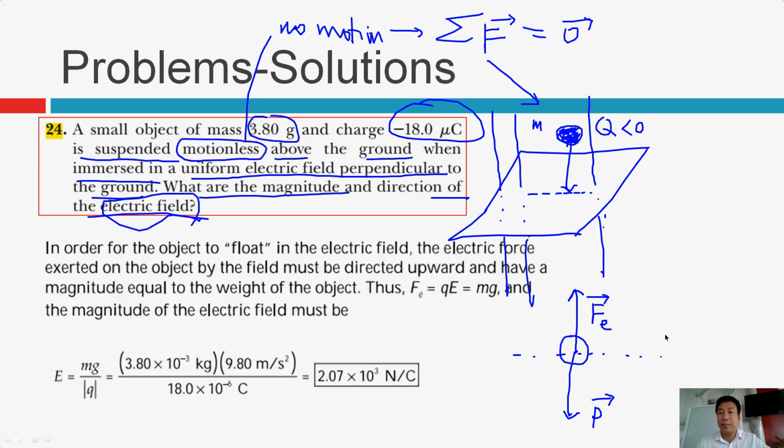Please let me know. You already have Q is negative. In the case Q is negative, how about the direction of the electric force and the electric field? Is it the same direction or the opposite direction?